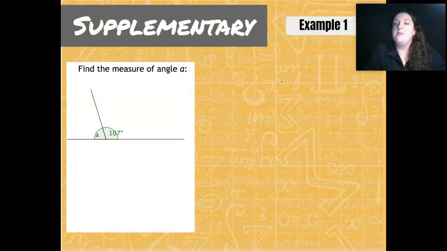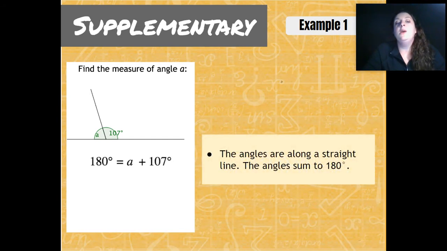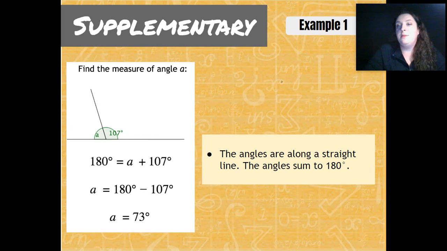So same thing here. This is just an example, right? So you have 107 degrees plus angle A is going to equal 180 degrees because you still see there that it is supplementary. It is on that straight line. So angle A is going to equal 73 degrees. Do the math. There you go.